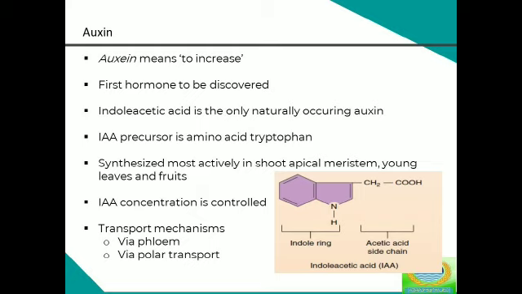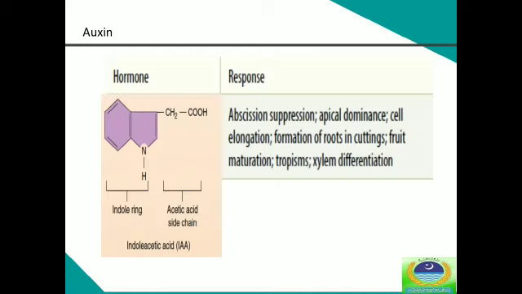By means of this polar transport system, auxin movement through the plant can be maintained independently of the variation in phloem transport caused by changes in sinks and sources for carbohydrates and minerals. So, the auxin transport mechanism in plants is via phloem or via polar transport. If we talk about plant responses to auxin, these include suppression of abscission.